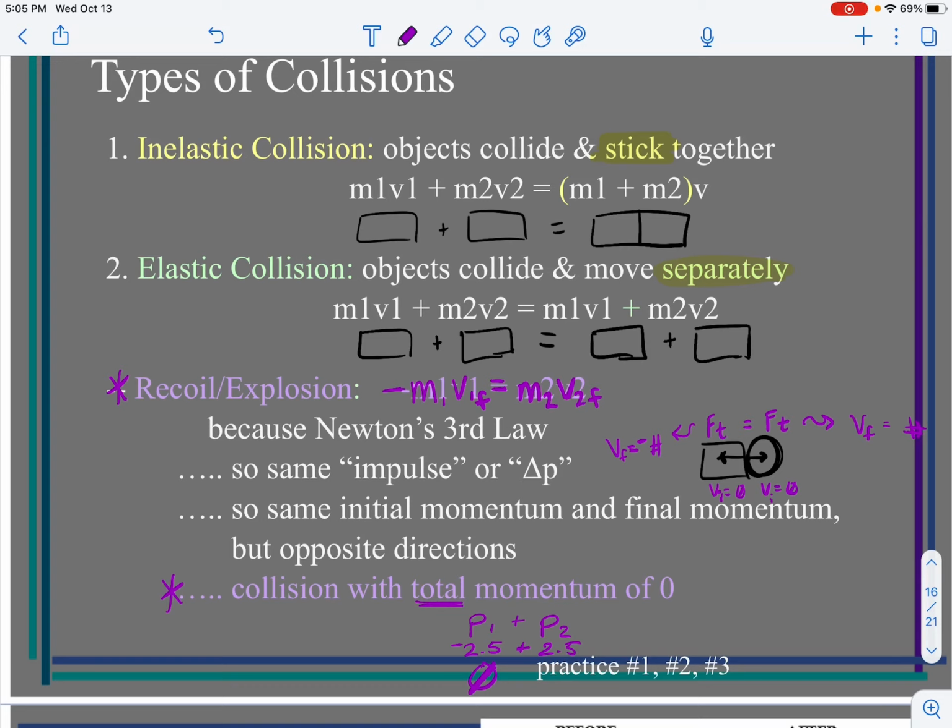Because they are equal in magnitude but opposite in direction, we end up with the momentum of one object after the collision, or after the explosion, however you want to say it, equals the momentum of the other object after the explosion or after the collision. One is positive and one is negative. So you can jump straight to this recoil explosion equation if you would like, once you realize that we have a collision type of situation. Again, this is a unique situation with a total momentum of 0.